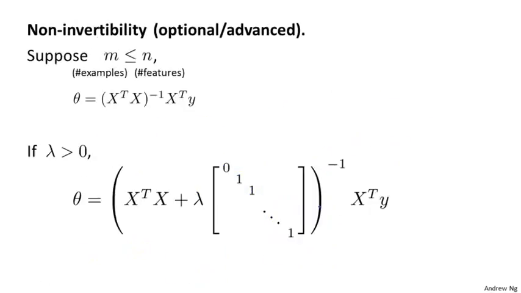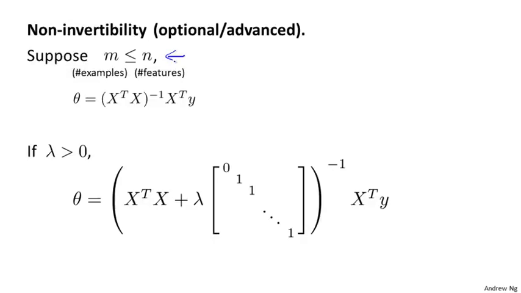So finally, I want to just quickly describe the issue of non-invertibility. This is relatively advanced material, so you should consider this optional, and feel free to skip it, or if you listen to it and parts of it don't really make sense, don't worry about it either. Earlier when I talked about the normal equation method, we also had an optional video on the non-invertibility issue. So this is another optional part that's sort of an add-on to that earlier optional video.